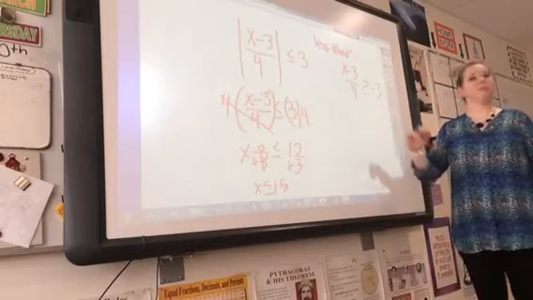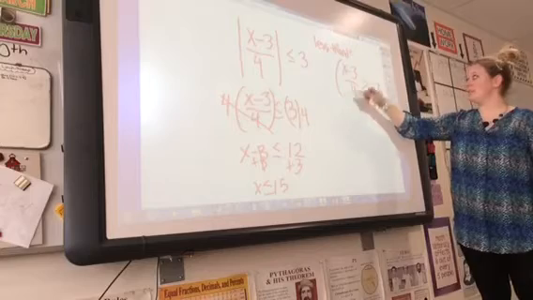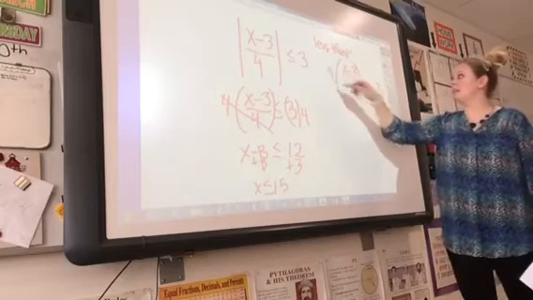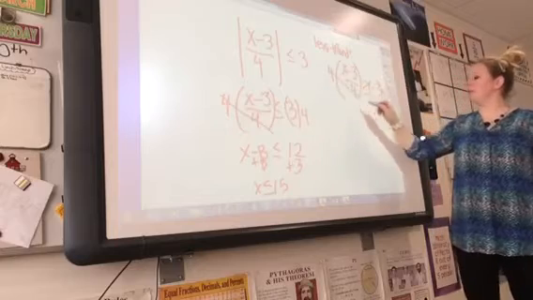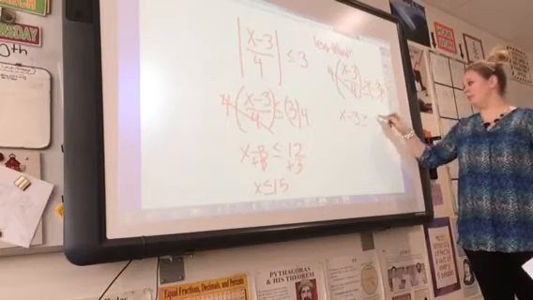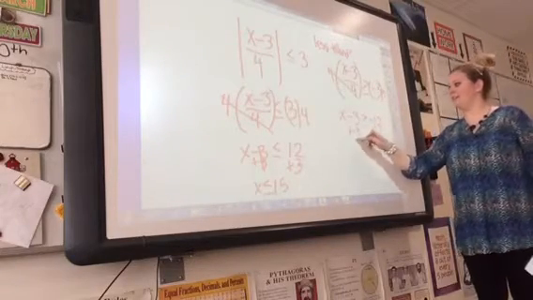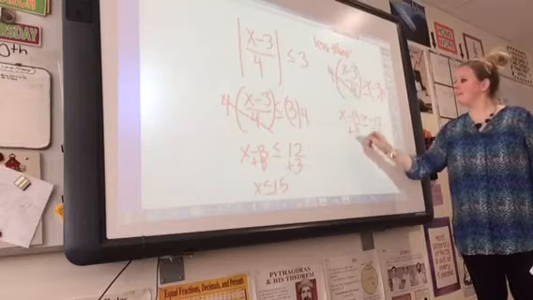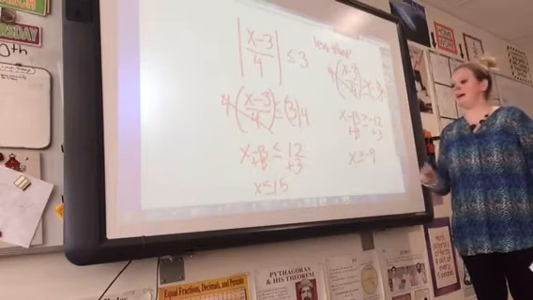Now we go over here, and we solve the other one. We still do the same solving process. Multiply by 4 and multiply by 4. But we have x minus 3 is greater than or equal to negative 12. So then we add the 3 to that. So x would be greater than or equal to negative 9.